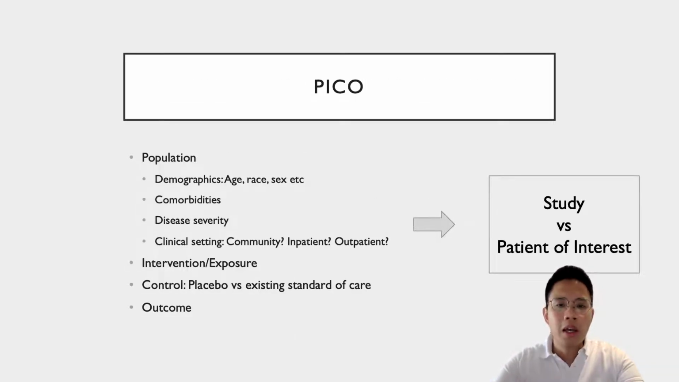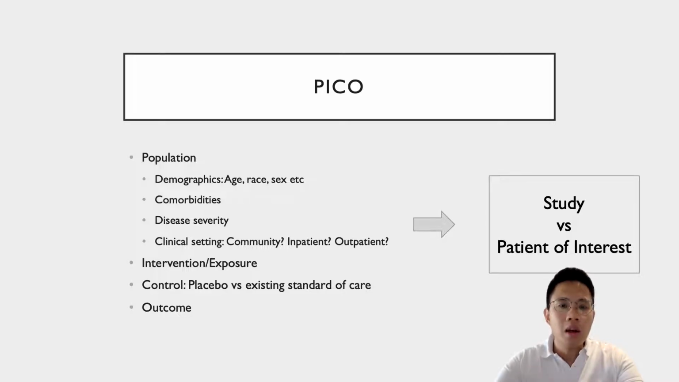We then move on to look at the PICO. P stands for population, I for intervention, C for control, and O for outcome. When we look at the population, we want to spend some time looking at the constituents and the profile of this population. We look at demographic factors like the age, the race, the sex, the comorbidities of the patient profile, as well as the disease severity and the clinical context. Is this a community setting, inpatient setting, or outpatient setting?